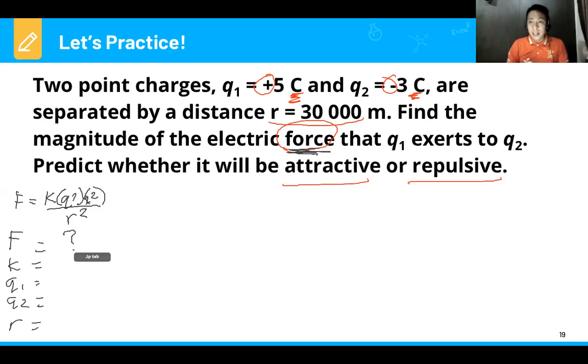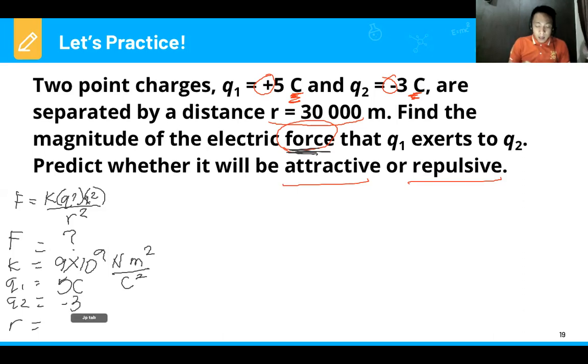How about K? K is the constant. So we have 9 times 10 raised to 9 newton meter squared over C squared. Remember that one? I told you to memorize it. And then Q1, that is positive 5 C. So I will put 5 Coulomb. And then we have the negative 3 C for Q2.